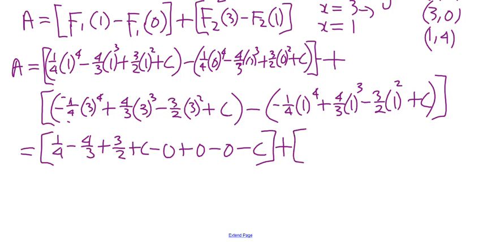Plus, okay, so 3 to the 4th, 81, so minus 81/4 plus, that 3 is going to take out that, so that'll be a 36, plus 27/2 minus 27/2 plus c, minus negative 1/4, so plus 1/4 minus 4/3 plus 3/2 minus c.